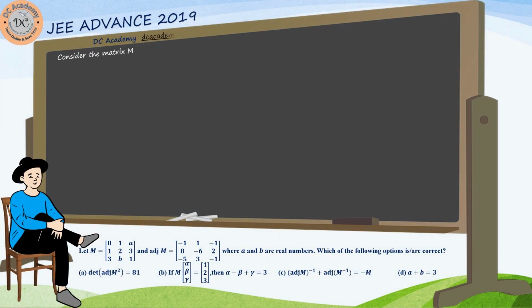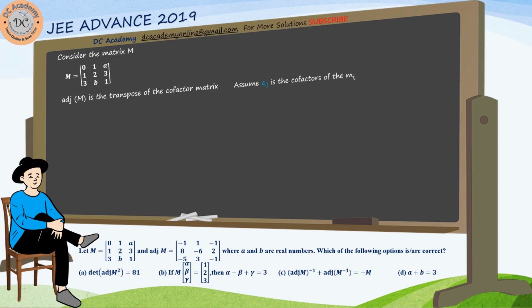So first we consider the matrix M, and here we need to calculate the adjoint of M. What is the adjoint? It is the transpose of the cofactor matrix. So let's consider the cofactor matrix as Cij. Now Cij means that C11 is the cofactor of M11. M11 is an element of the matrix M. Now let's proceed. So what is C11?